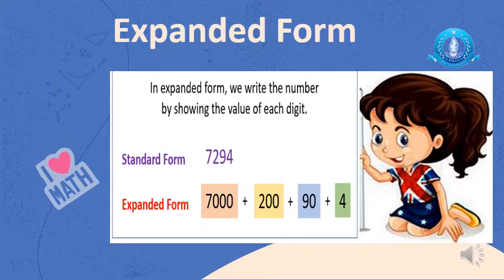The example is 7294. First we will see the place values. See, 4 is on the place of 1, 9 is on the place of 10, 2 is on the place of 100 and 7 is on the place of 1000.